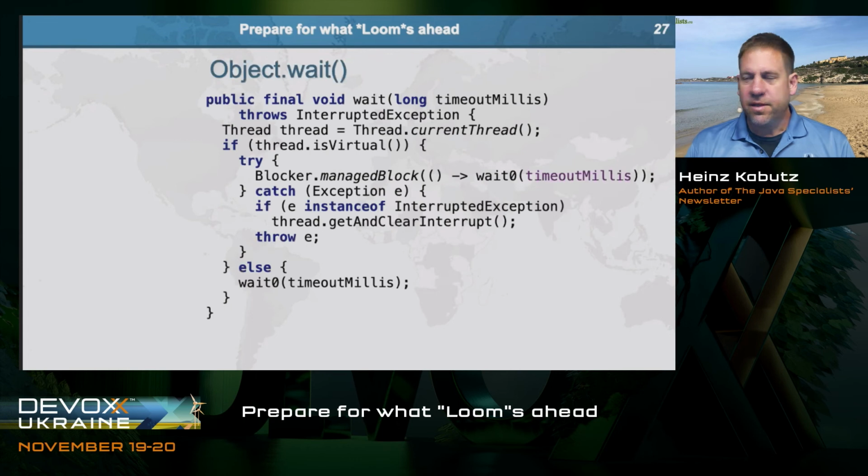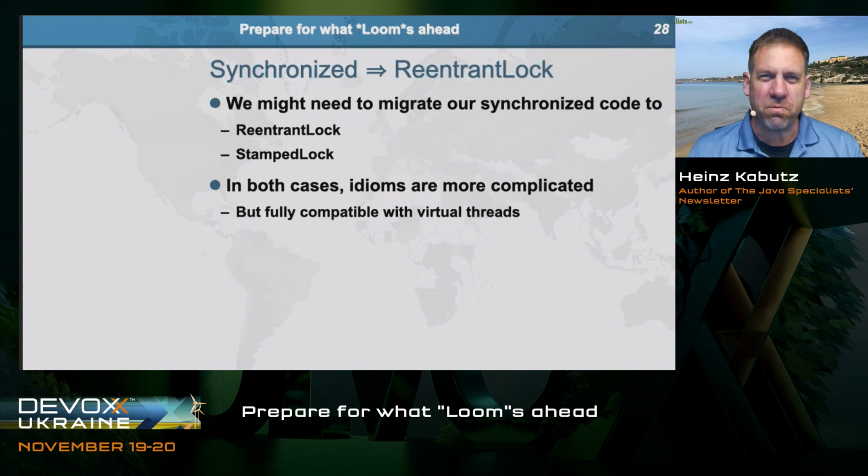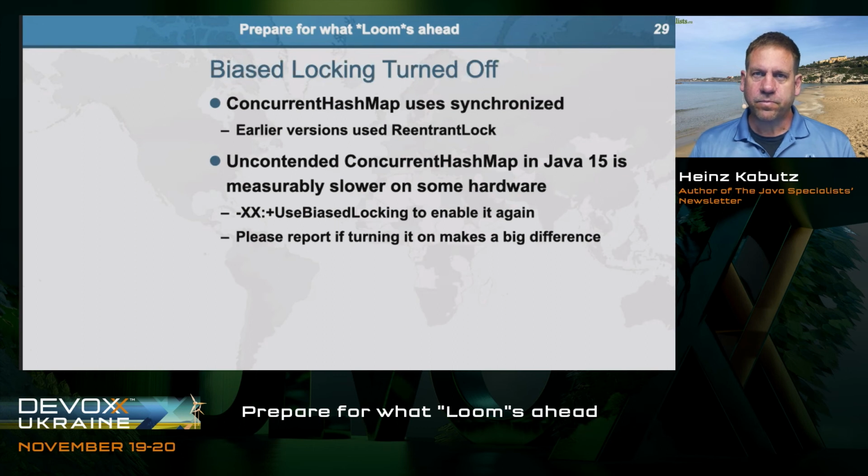There's actually one little bug or inconsistency with how it used to work: if you call stop on the thread, you're going to have a different exception coming back. So we have to be a bit careful, but we shouldn't be calling stop anyway, so that shouldn't be a problem. All right, so we might have to migrate our code from synchronized to ReentrantLock and StampedLock, especially if we're doing waiting inside your synchronized. And in both cases, the idioms are a lot more complicated, but it's more compatible with virtual threads.